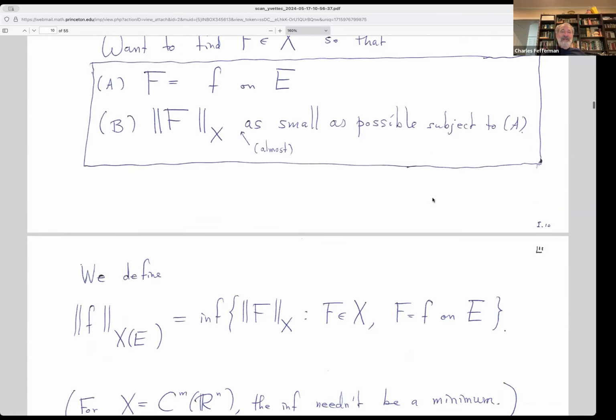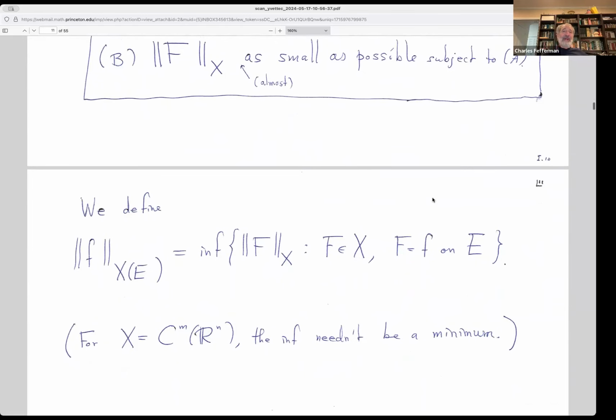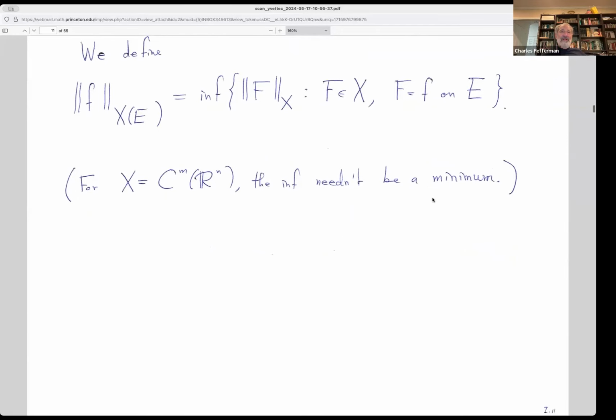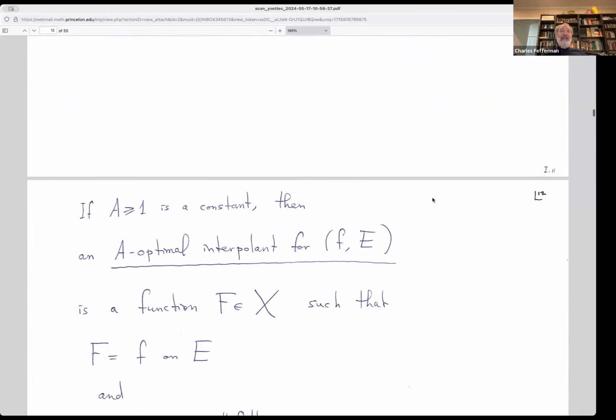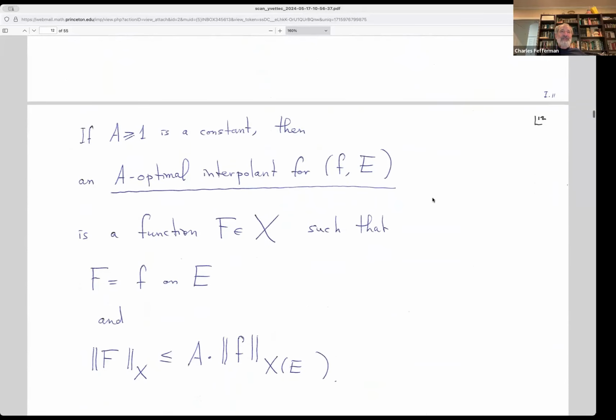So let's define the norm of little f in the trace space X of E to be simply the inf of the X norms of all the functions capital F that agree with little f on E. Notice it's an inf, not necessarily a minimum. In particular, if X is Cm of Rn, there are very simple examples in which there is no minimum. The inf is not attained. Okay, so that and other considerations lead to the idea of an A optimal interpolant, which I'm going to define on the slide.